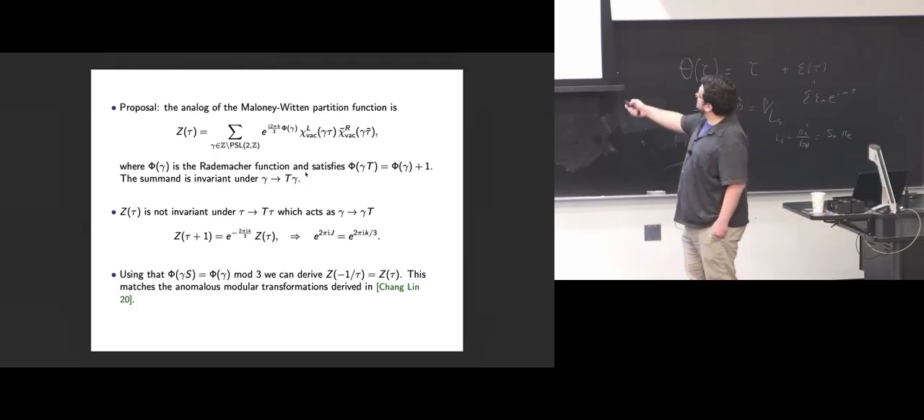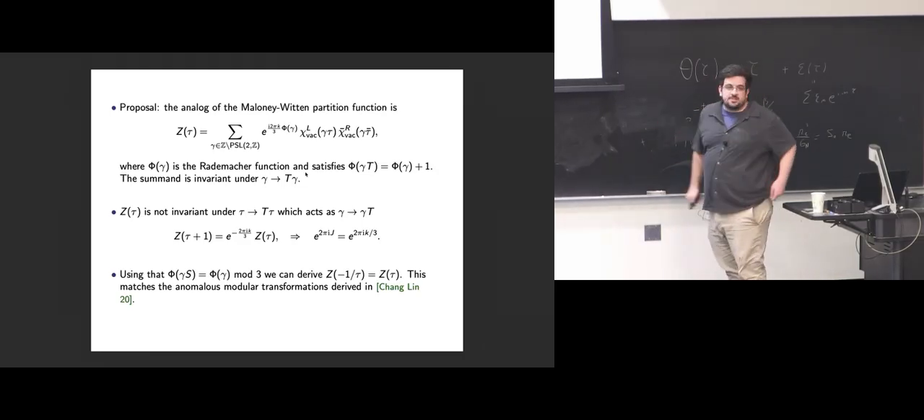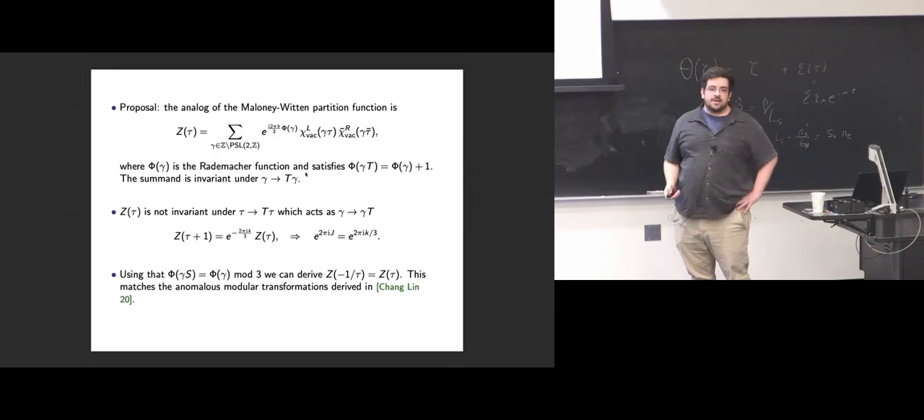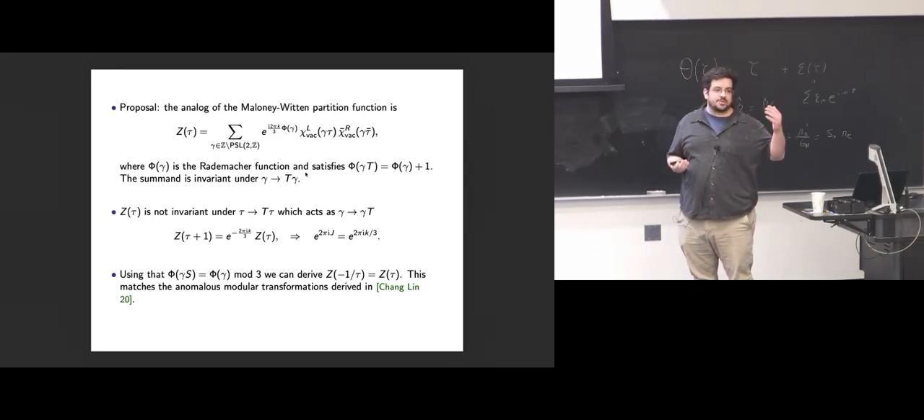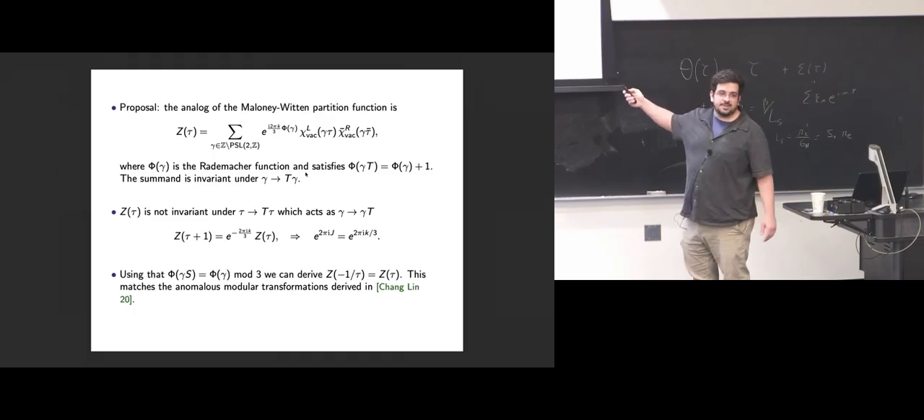And importantly for us, it satisfies the property that if you multiply it by T on the right or the left, it shifts this phi by 1. And this is important because the bulk geometry is invariant under left multiplication of gamma by T. To describe the geometry, you only need to specify which cycle contracts. If you wouldn't have this Rademacher function, this is not invariant under left multiplication by T.